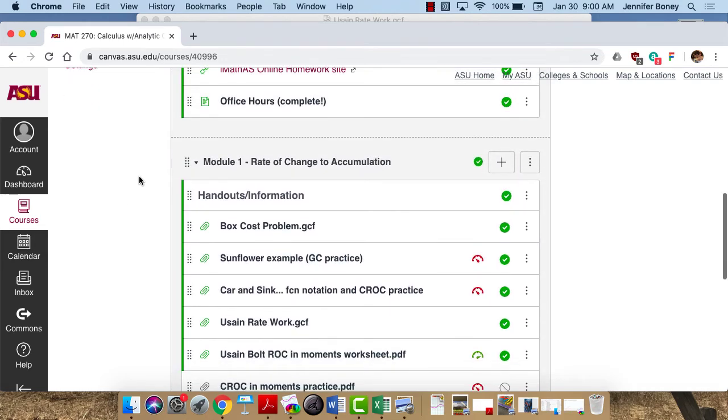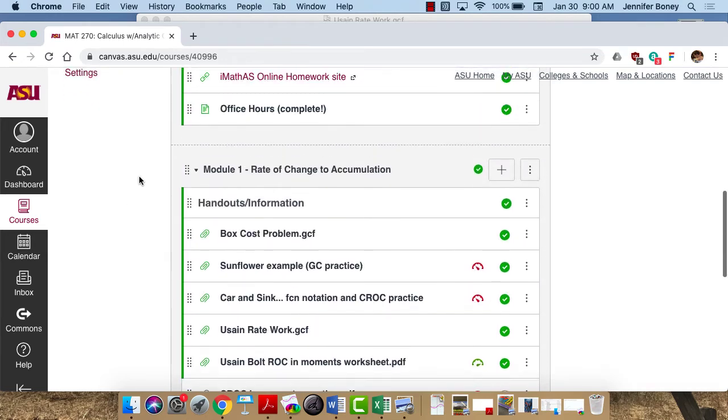Yeah, so there's a lot of other stuff in here that, all those gray ones, you probably can't see. But this Usain rate work and this rate of change in moments worksheet, I'm going to pass out a copy of the worksheet to you. It's just kind of jotting down a bunch of numbers. It's nothing that is better computerized for any reason. But the rate work graphing calculator file, GCF, is what we're going to be using today to get the results that we're going to put on the worksheet in just a little bit. But as I said, let's get to, let's see, where we were last time.